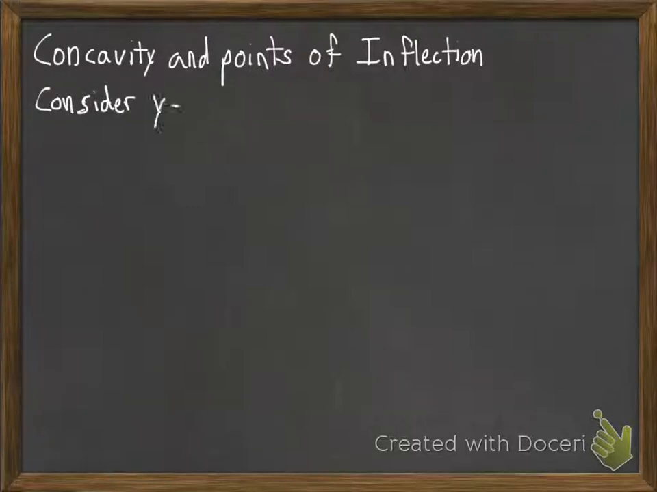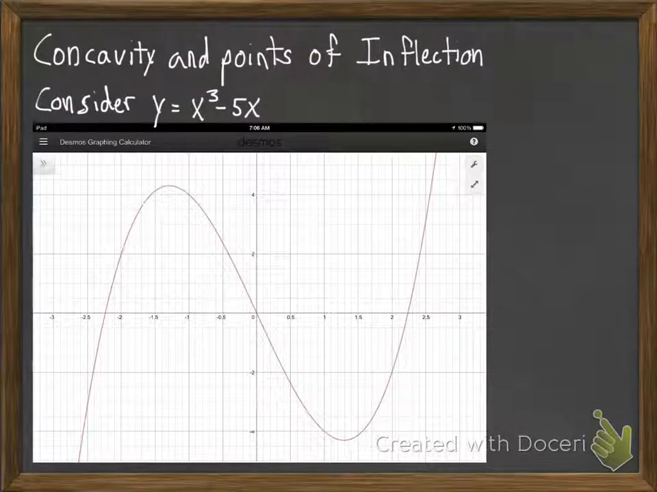So first consider a function: y equals x cubed minus 5x, and then right underneath we have a nice little picture of that function. We can see it curves up, reaches a relative max between negative 1.5 and negative 1. It comes down and reaches a relative min, again between 1 and 1.5. So that's what we've already talked about.